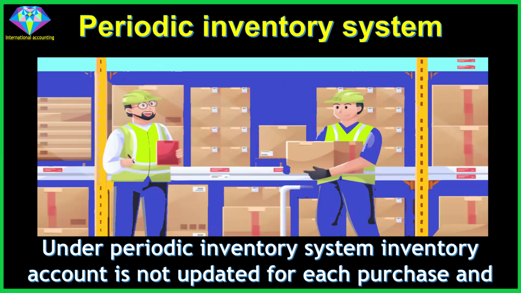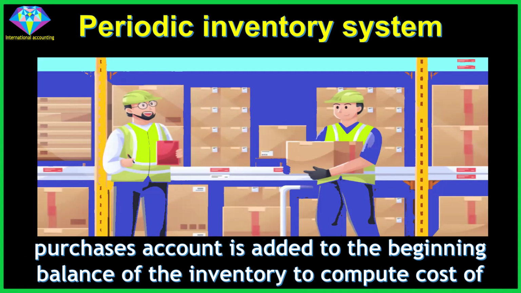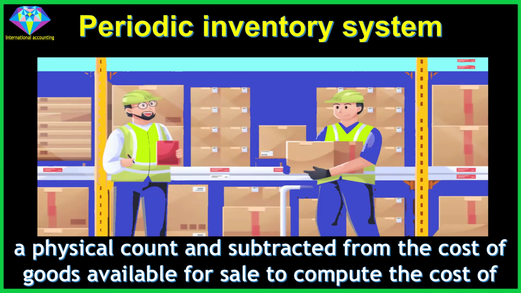Under periodic inventory system, inventory account is not updated for each purchase and each sale. All purchases are debited to purchases account. At the end of the period, the total in purchases account is added to the beginning balance of the inventory to compute cost of goods available for sale. The ending inventory is determined at the end of the period by a physical count and subtracted from the cost of goods available for sale to compute the cost of goods sold.